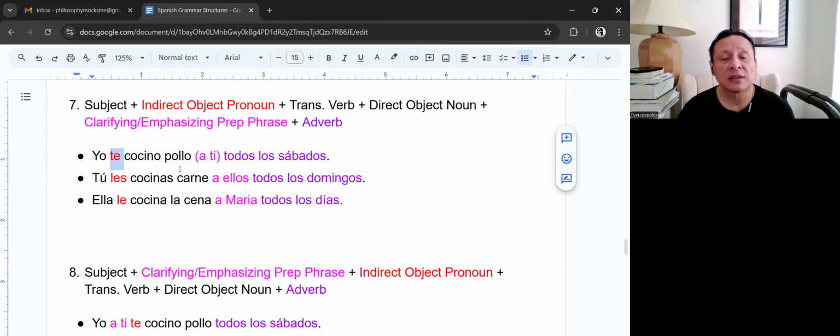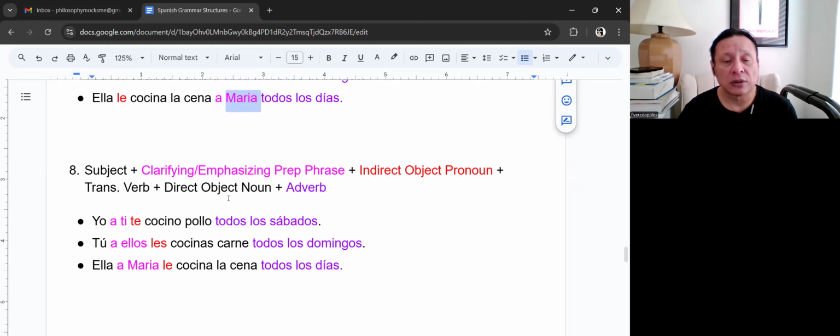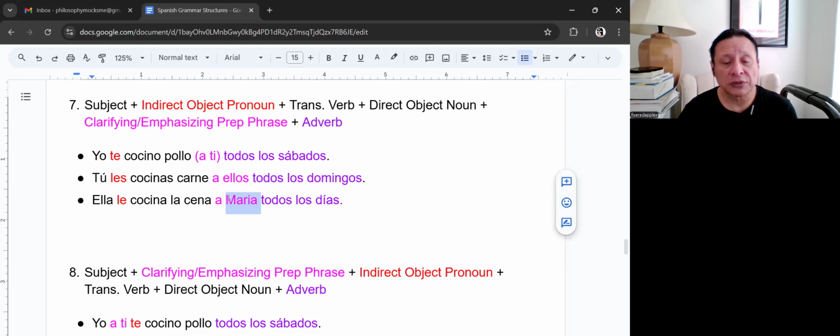Okay. That is the clarifying or emphasizing prepositional phrase, but it's going to require the object of the preposition pronoun, which is ti, and then again, ellos, and María is just her name. María doesn't have a pronoun, but María would be there too. Okay. Number 8. Now, what's the difference?